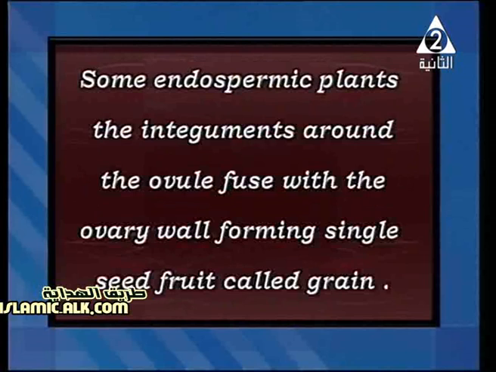And in some endospermic plants, the integuments surround the ovule, and you need to remember this, except a tiny hole which is called the micropyle. Excellent. The ovule fuses with the ovary wall and forms a single seed fruit. What do we call this fruit? Grain. And this is the difference between the formation of grains and the previous information.